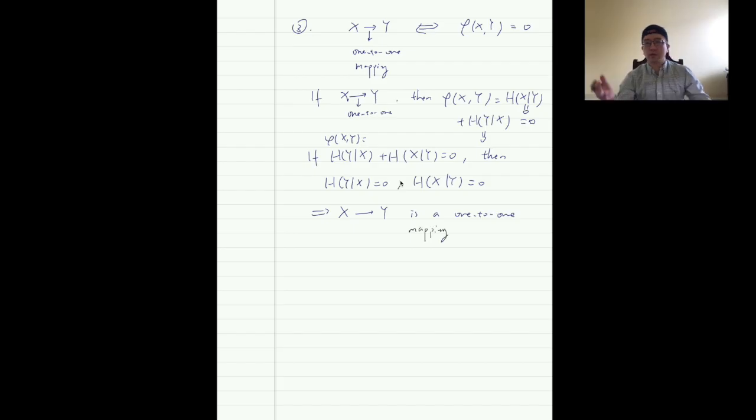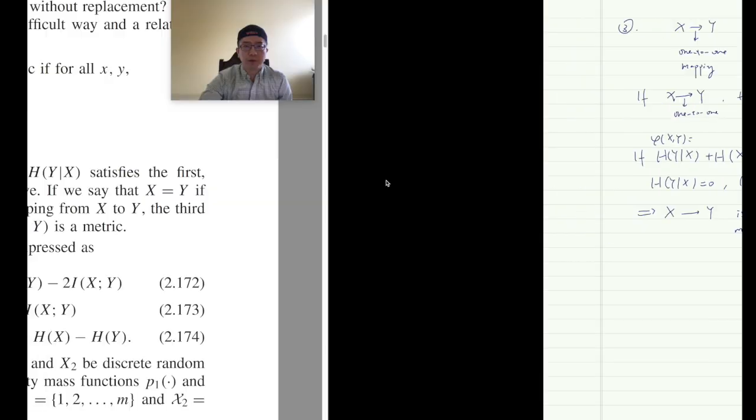Right, by using what we have learned, what we have seen before, right? Because from here we know for the conditional probability p(y|x), that has to be 1 for one term, and for the other term has to be 0, meaning y is a deterministic function of x, and vice versa, right? So both directions mean that x to y is a 1-to-1 mapping. Okay, so this is for part A.